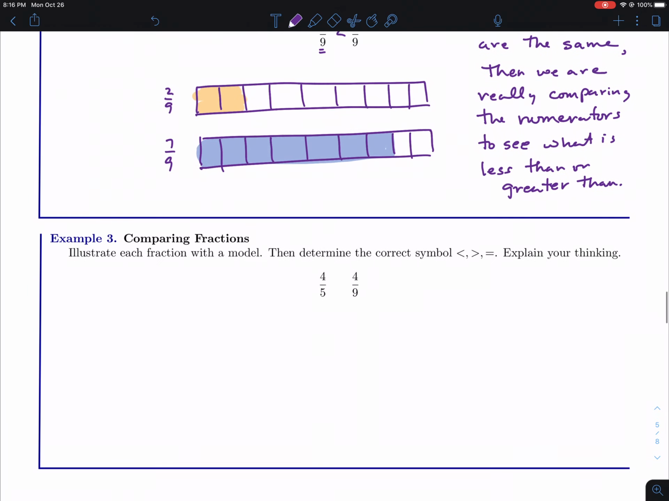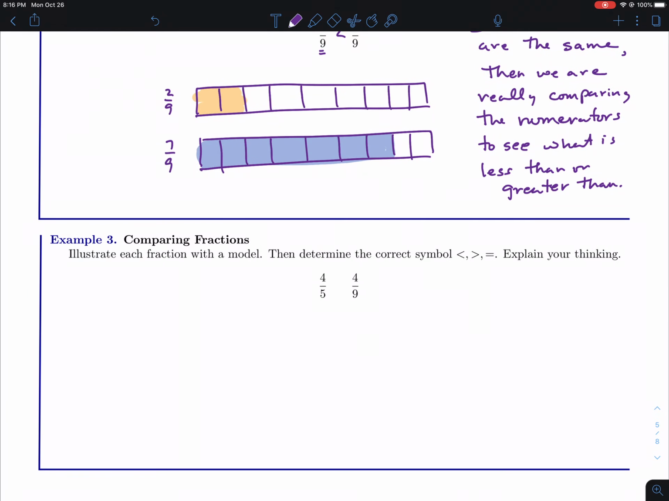All right, so let's look at example 3. So this is kind of the flip of the last one. So instead of having the same denominator, in this case we've got the same numerator. So let's see what happens in this case. And so again, we want to model it with a fraction. So this one's going to be a little bit different because they don't have the same denominator, but that doesn't mean we still can't compare them. So again, we want to start off with our rectangles that are the same length.